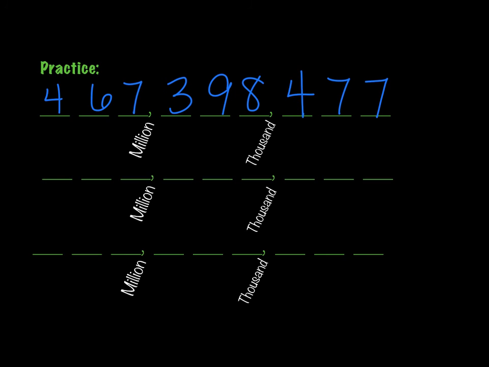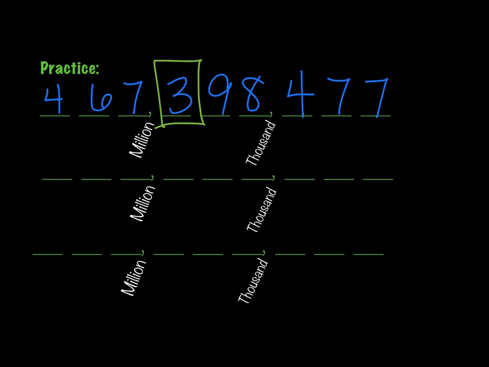Okay, first of all, can you say that number? Now remember, use your commas. So we're going to say 467,398,477. So how many 100,000s do we have? So locate your 100,000 spot. That would be here. And if you answered 3, you would be correct.